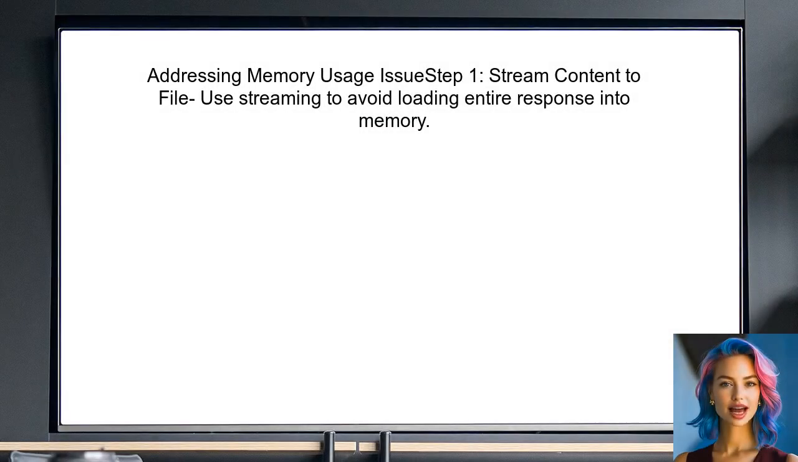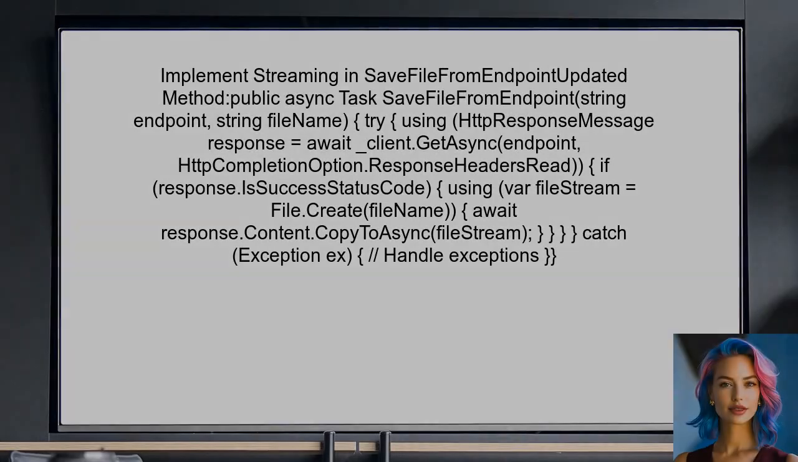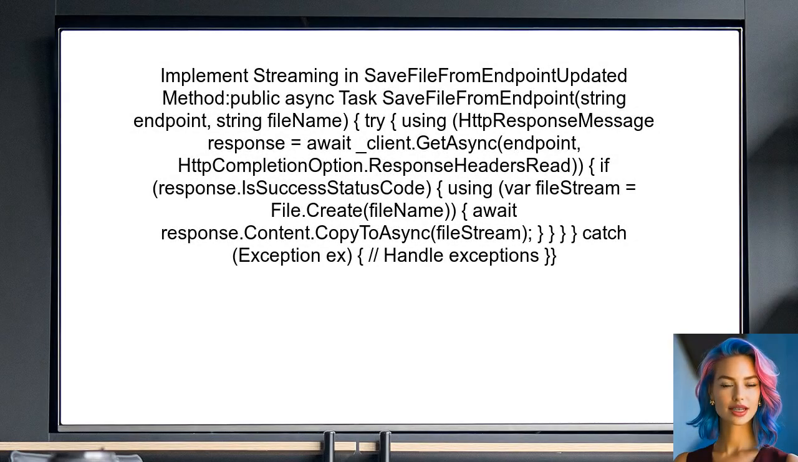First, let's address the memory usage issue. The user should consider using a different approach to handle large responses. Instead of loading the entire response into memory, they can stream the content directly to a file. To implement streaming, the user can modify the save file from endpoint method. Instead of using read as stream async, they should directly copy the content to the file stream.